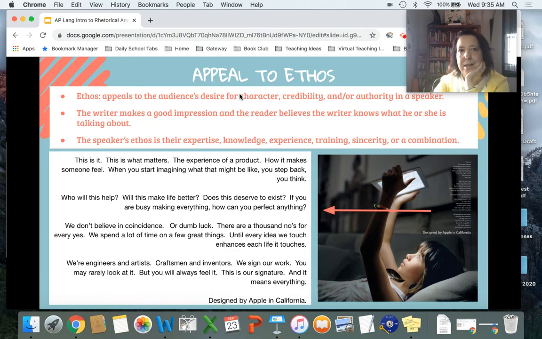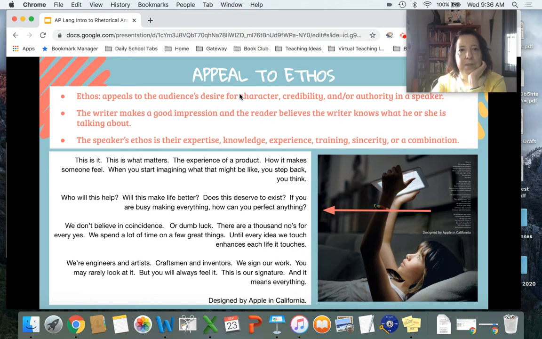So this is what the text says. This is it. This is what matters. The experience of a product, how it makes someone feel. When you start imagining what that might be like, you step back, you think, who will this help? Will this make life better? Does this deserve to exist? If you are busy making everything, how can you perfect anything? We don't believe in coincidence or dumb luck. There are 1,000 no's for every yes.